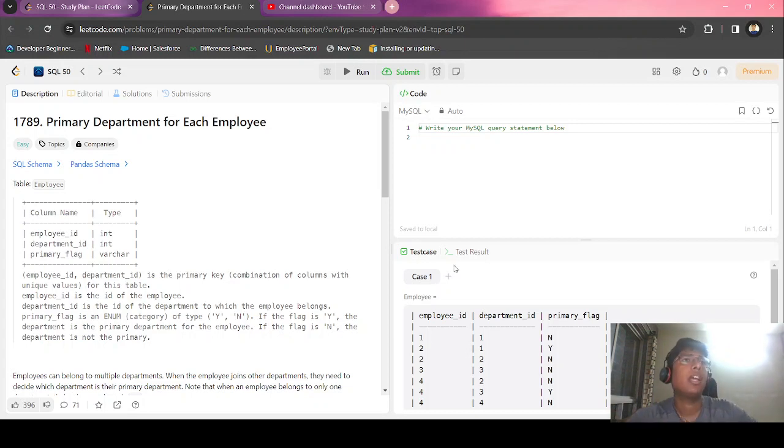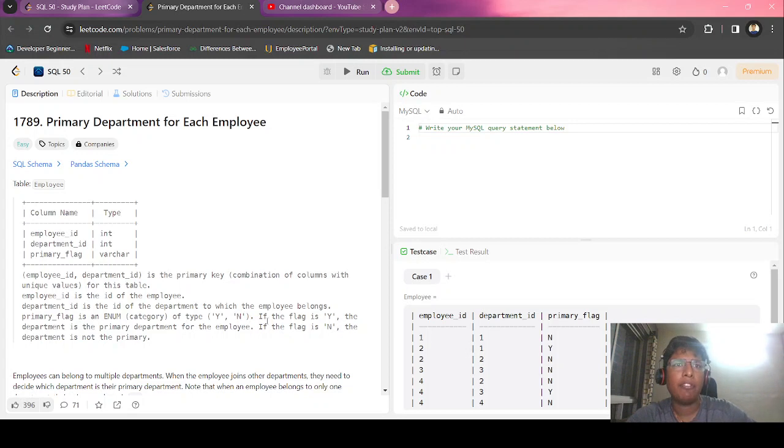The question is primary department for each employee. There's a table named employee which has three columns. Employee ID and department ID is the primary key. Employee ID is the ID of the employee. Department ID is the ID of the department to which the employee belongs. Very simple. Primary flag is an enum category of type Y or N.